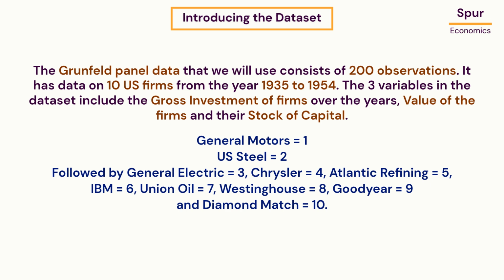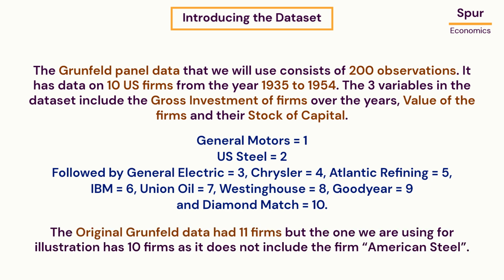General Motors is coded as ID1, U.S. Steel is 2, followed by General Electric, Chrysler, Atlantic Refining, IBM, Union Oil, Westinghouse, Goodyear, and Diamond Match. The original Grunfeld data had 11 firms, but the one we are using for illustration has 10 firms as it does not include the firm American Steel.